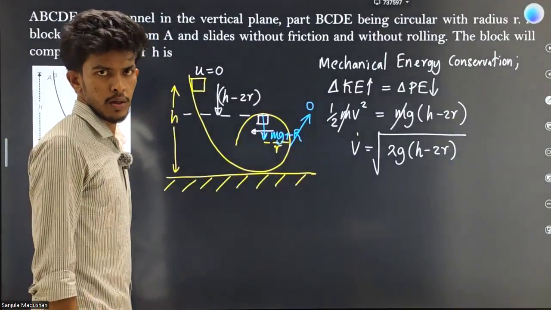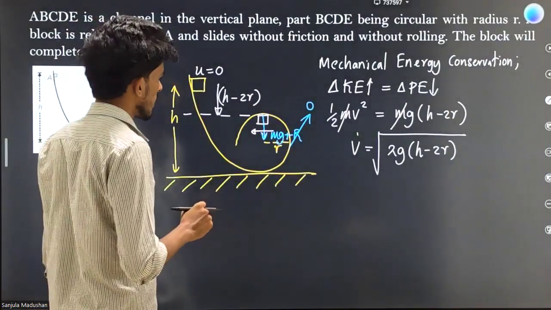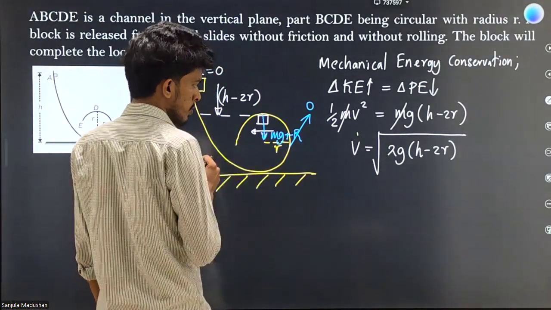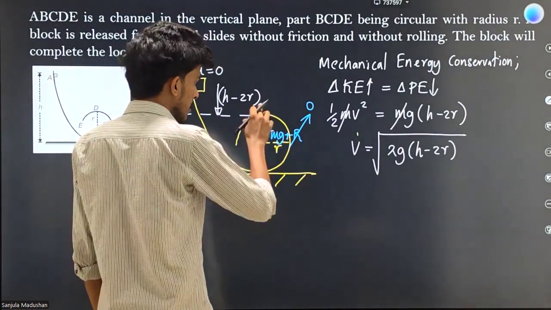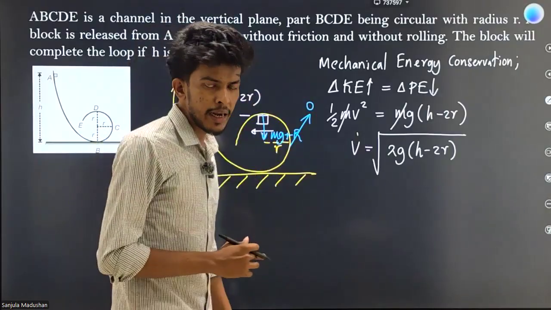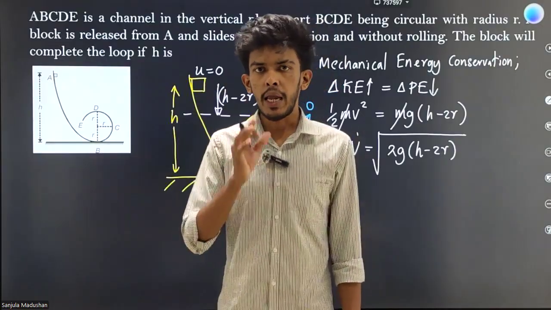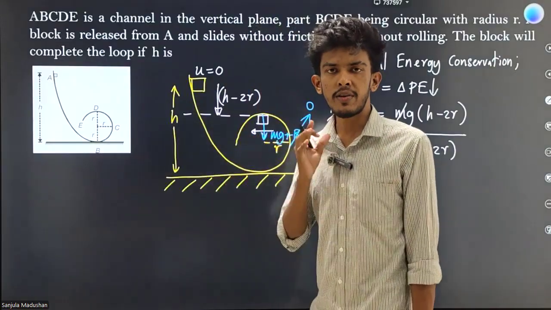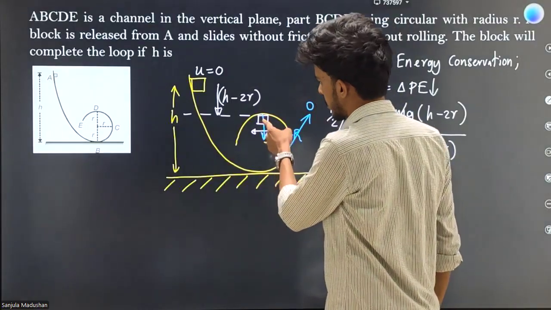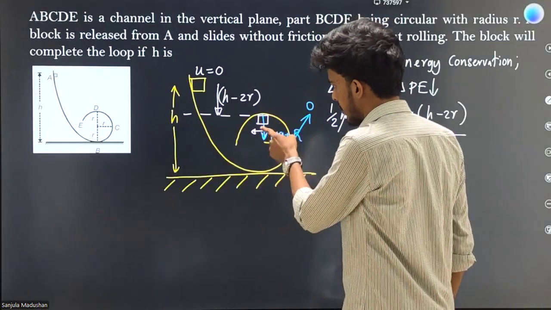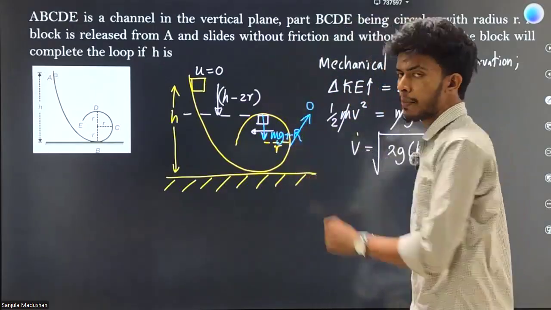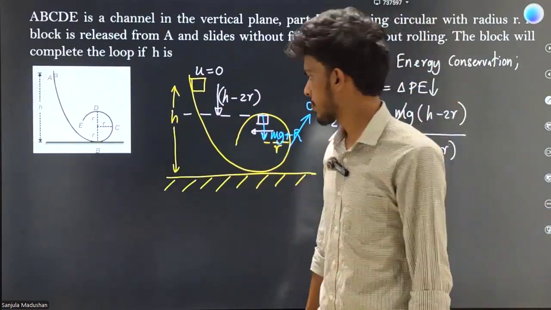Just imagine this situation. What will happen if this block suddenly comes up to this place and its perpendicular reaction suddenly disappears? It will just continue its circular motion. Why? Because it already has a velocity at this point. Even though the perpendicular reaction is 0, it will complete its full circle.